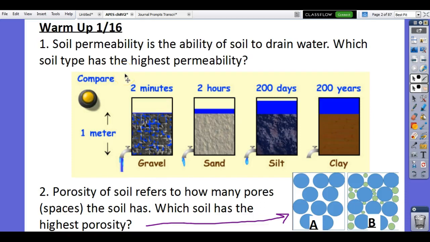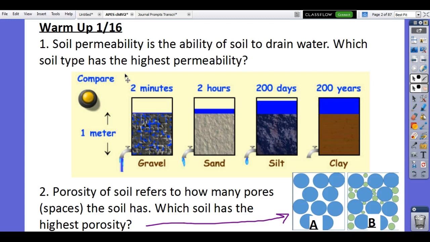All right, I wanted to go over two different words. We talked about permeability a little bit, but I wanted to go over porosity and give you a context for them. They're words you might hear with soil, which is why I wanted to go over them. So soil permeability is the ability of soil to drain water, okay? So if we were to pour a bunch of water into our soil, how long would it take, right? And that's an indicator of permeability.